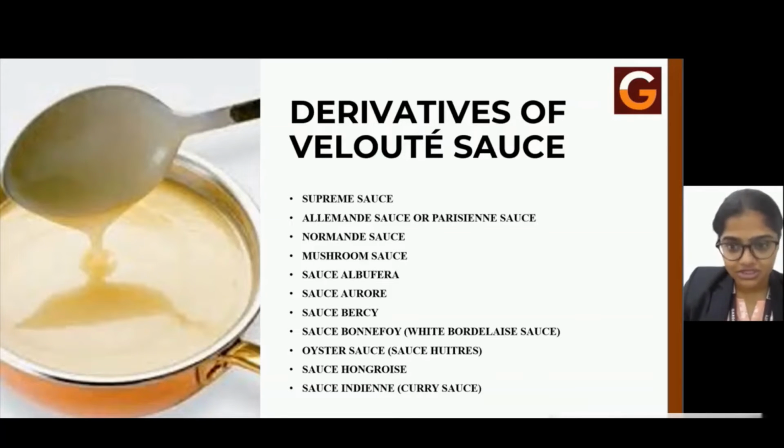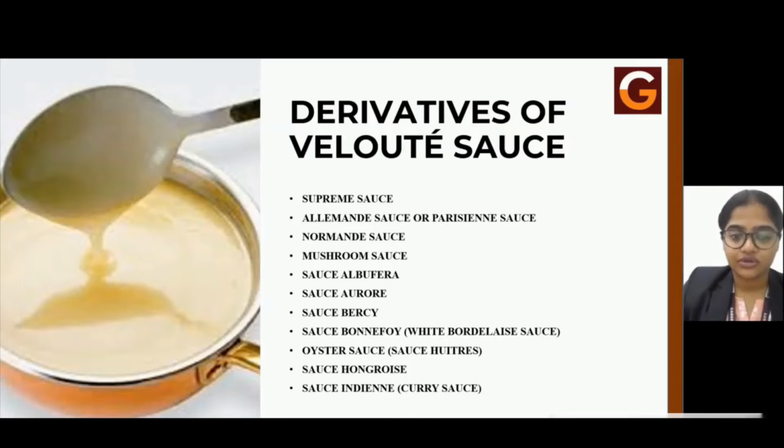For this sauce bercy, again we take a fish velouté, that is, a fish stock added to the flour and butter. So we take the fish velouté. To this we add the chopped shallots. We also add the butter to it, white wine, and a little bit of chopped parsley, and we mix it together and we get this sauce bercy.